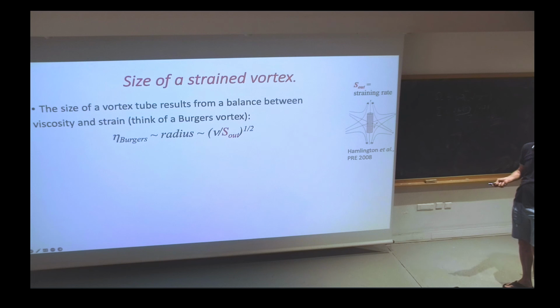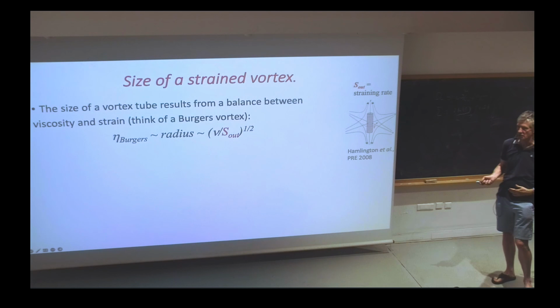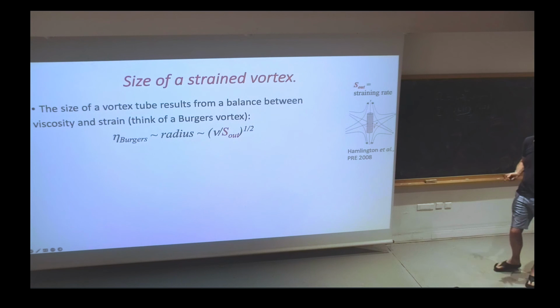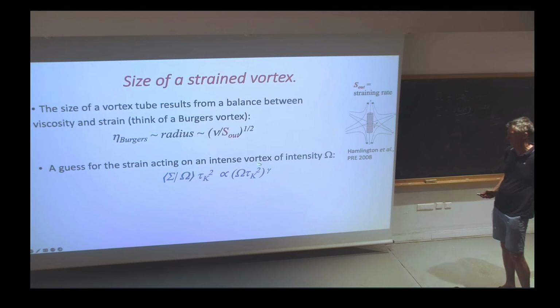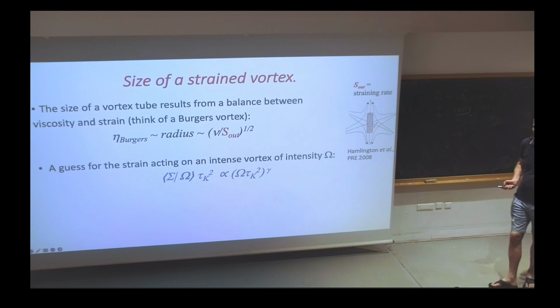Which you can solve. You can also ask, well, what can it be dimensionally? Here it goes. That's just what it can be. So that's what it is. There is nothing more here, it's just a solution, a fact. Then we ask ourselves, which I guess was probably the question that you were implying: what will be the strain acting on an intense vortex of intensity omega? Well, of course, we don't know that.